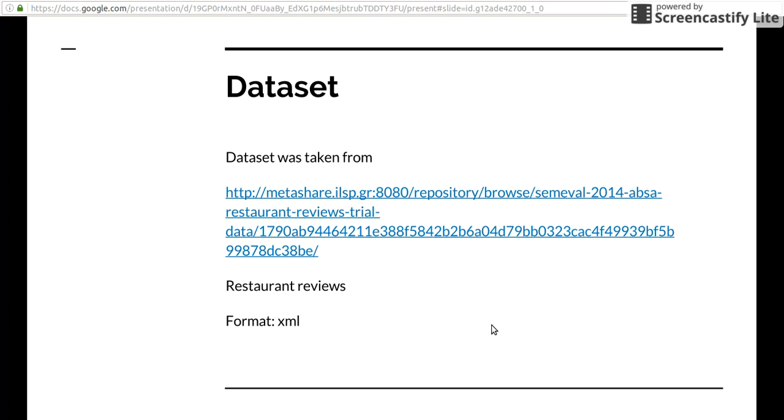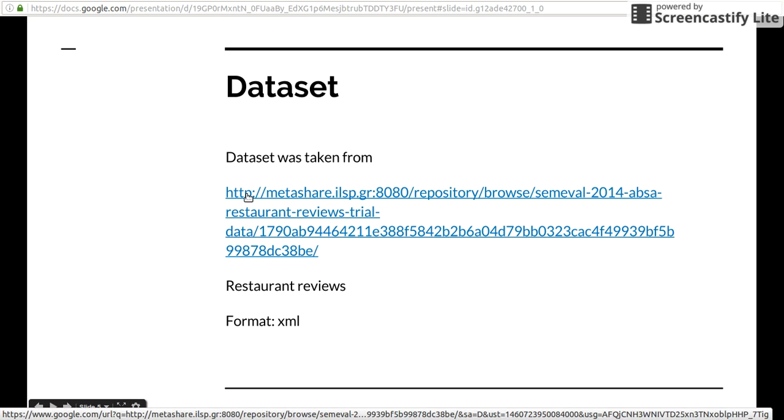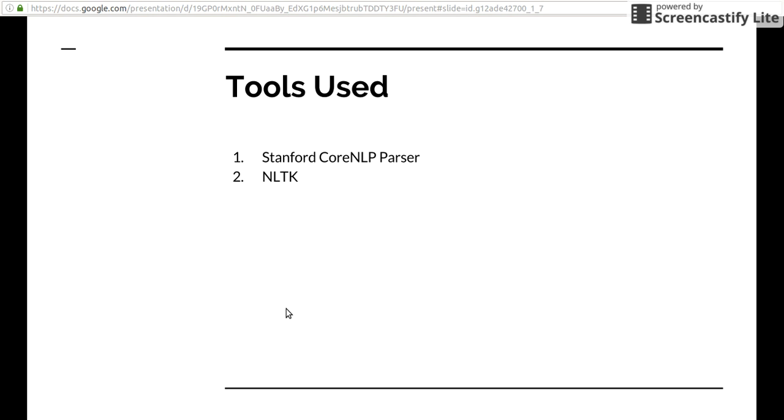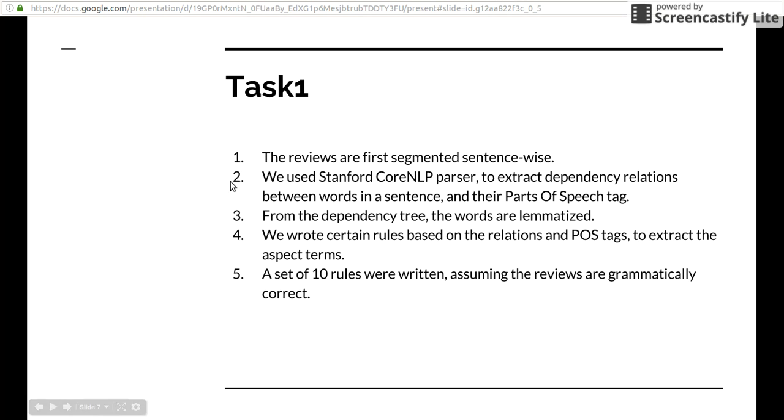Now, for our project, we use this data set, which is available to download. This data set consists of restaurant reviews presented in the form of an XML file. Third-party tools used for the project were the Stanford CoreNLP parser and the NLTK tool, both of which are free to download and use. Now coming to task 1.